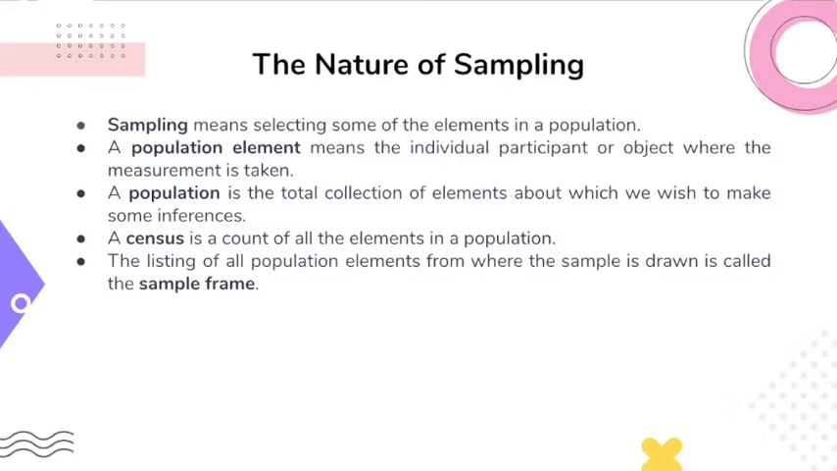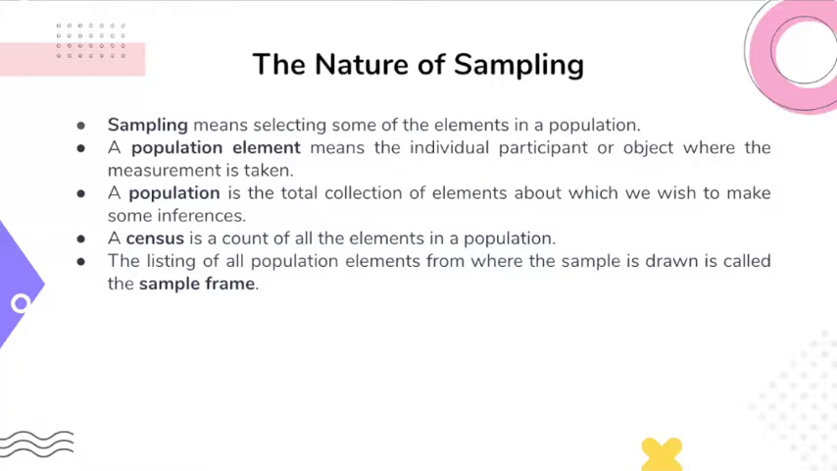And then a population is the total collection of elements about which we wish to make some inferences. For example, all students in the Faculty of Economics and Business compose a population of interest. We have nearly 7,000 students. So all 7,000 students define a population of interest, for example.